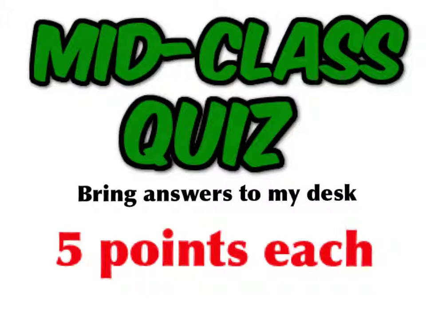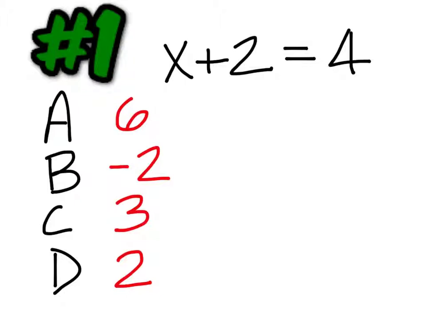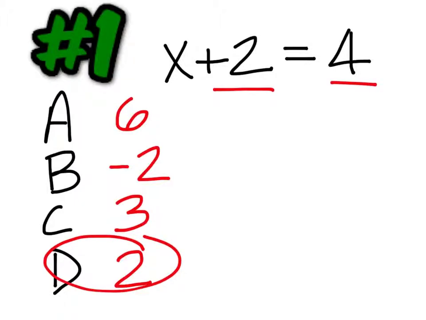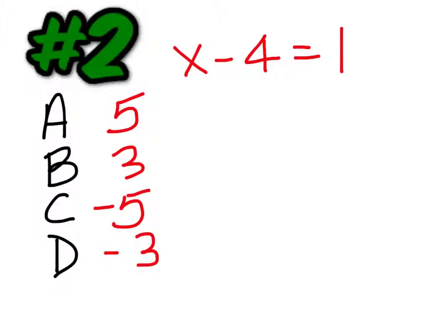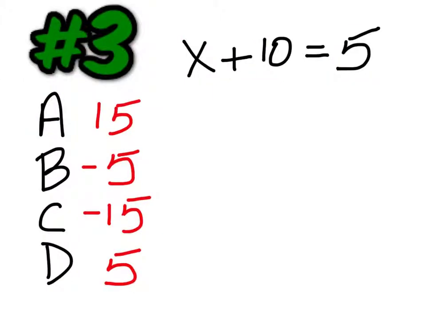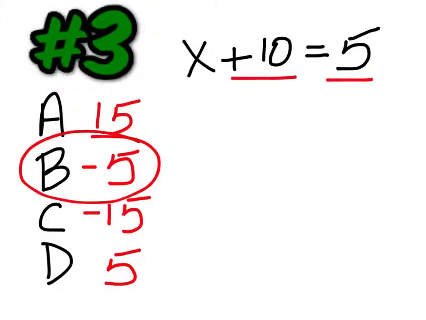Answer with A, B, C, or D out loud. You don't have to bring it up. D. D is right. 2 plus 2 would be 4. What would this one be? 5. Yes, 5 minus 4 would be 1. Negative 5 is right. Negative 5 plus 10 would be 5. All right, here's example 3.